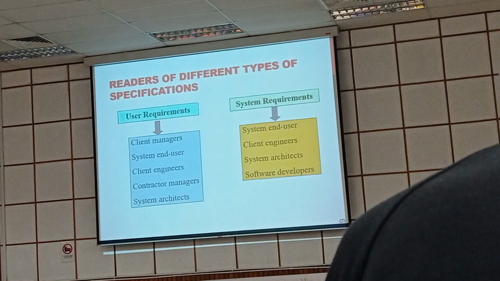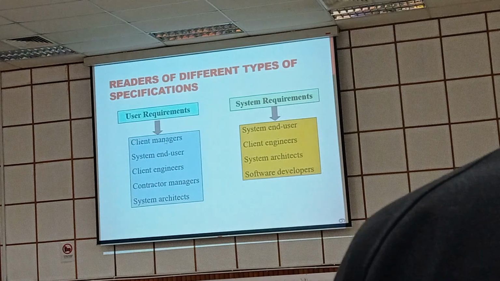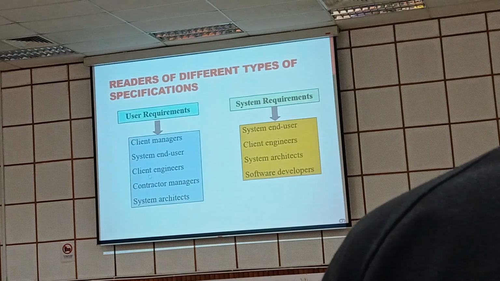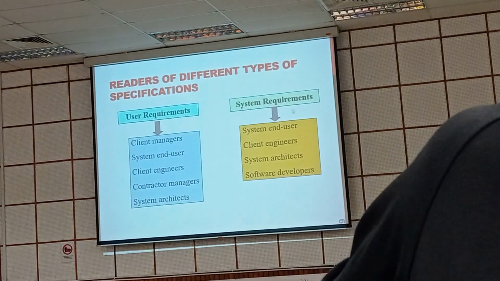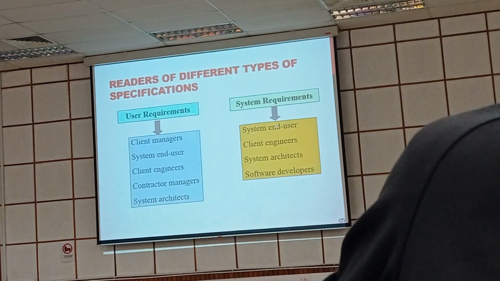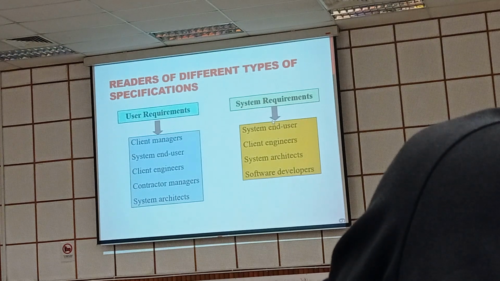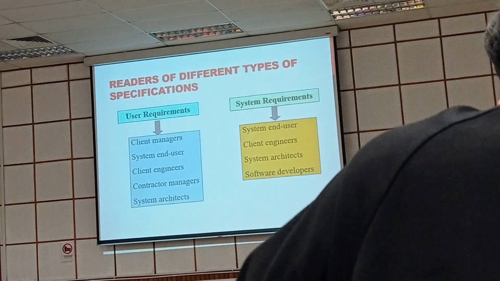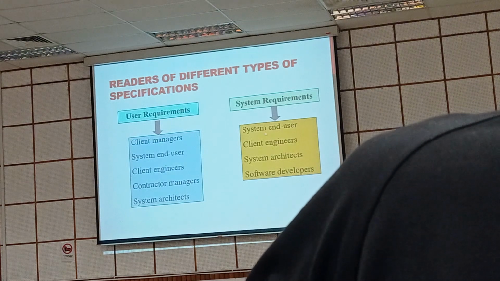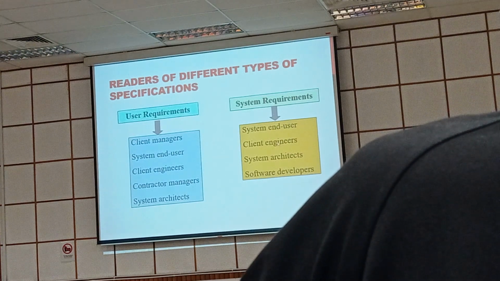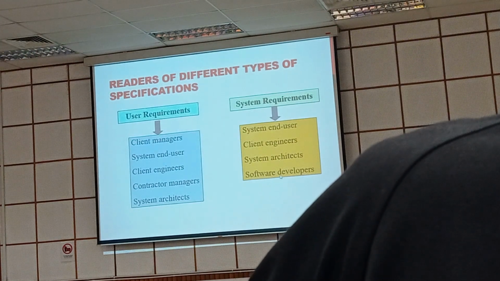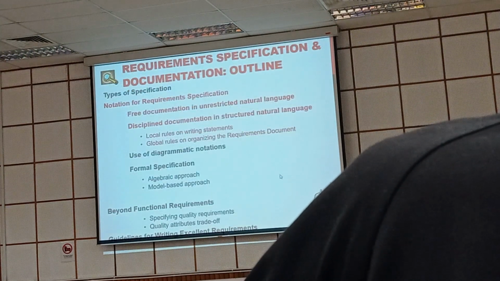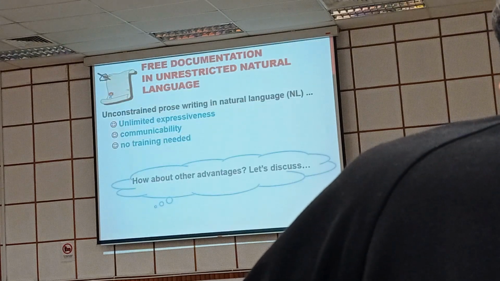As for readers, the user requirement is the first draft, so it will usually be read by client managers, system end users, client engineers, contractors and architects. The system requirement is considered a complete document, so it will usually be read by the end user to sign the contract, as well as client engineers, system architects and software developers.